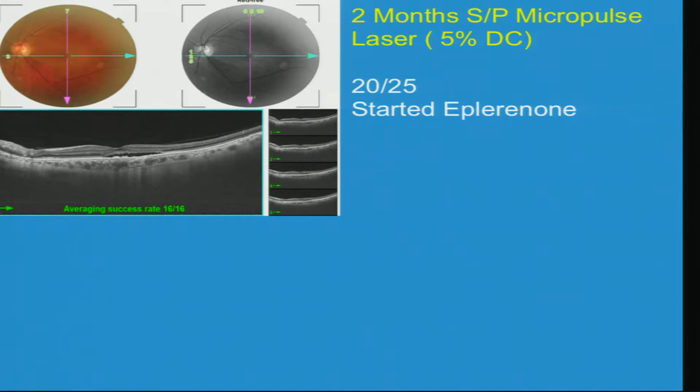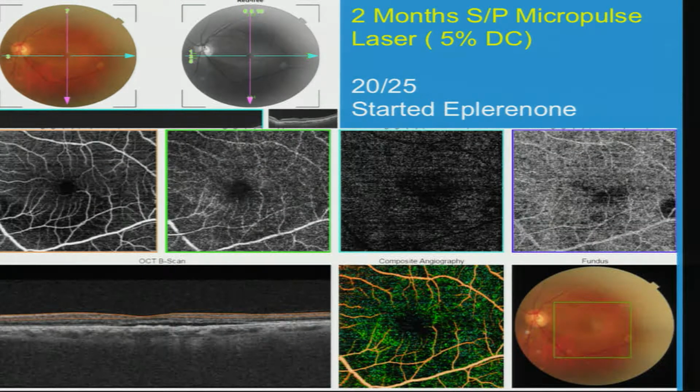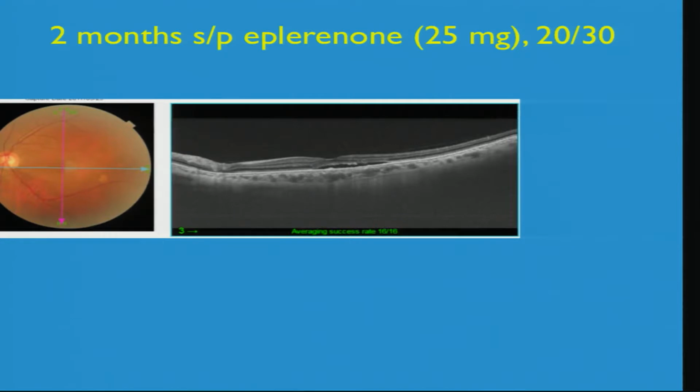I saw him in 2 months, and there was no change on his OCT. As you can see, the subretinal fluid was persisting. The OCT angio did not show much change. And I started him on eplerenone, and he comes back in 2 months' time, and again, there is no change with eplerenone.